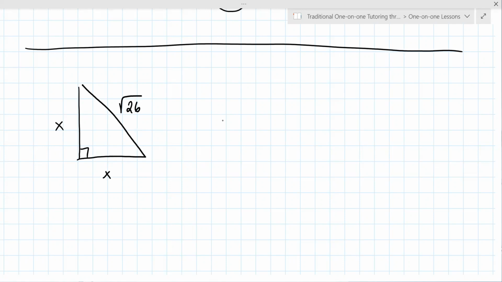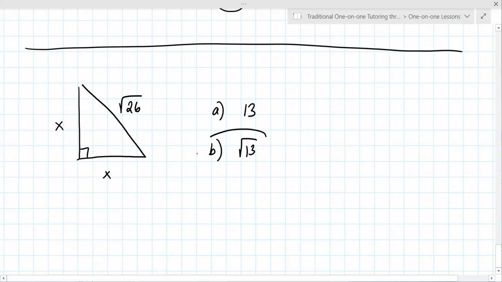Is it 13? Just 13 like this? Like if this were letter A, would you mark your answer letter A? I'm kind of hinting that there's something missing. Is it the square root of 13? Yes, it is the square root of 13.